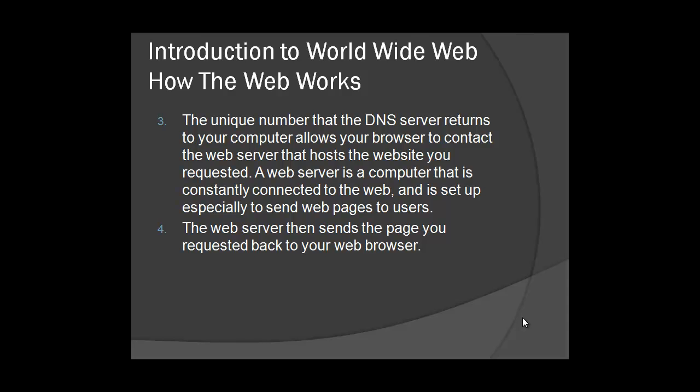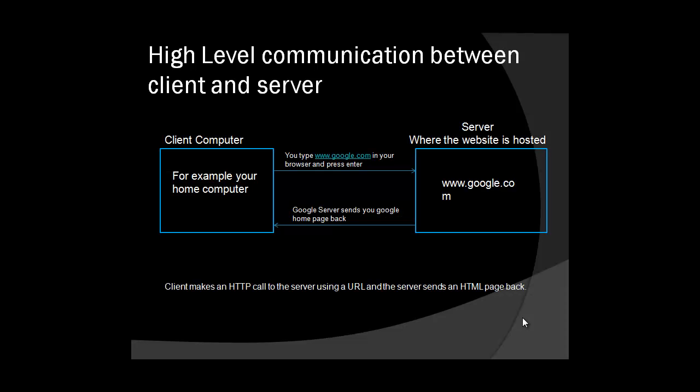Number 3, the unique number that the DNS server returns to your computer allows your computer to contact the web server that hosts the website you requested. A web server is a computer that is constantly connected to the web and is set up specially to send web pages to users. Number 4, the web server then sends the page you requested back to your web browser.